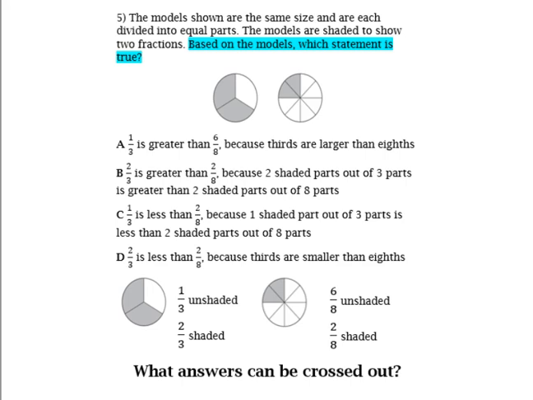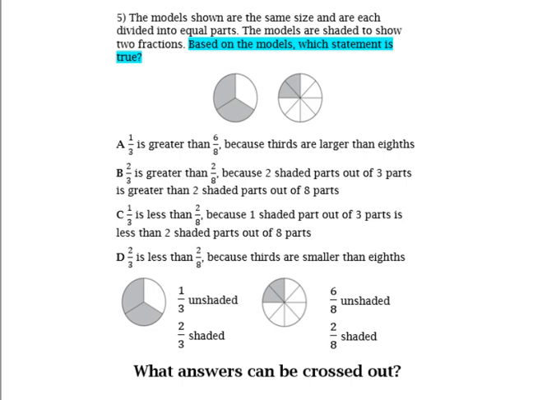B, 2/3, that's the shaded part on the left, is greater than 2/8, that's the shaded part on the circle on the right, because 2 shaded parts out of 3 parts is greater than 2 shaded parts out of 8 parts.